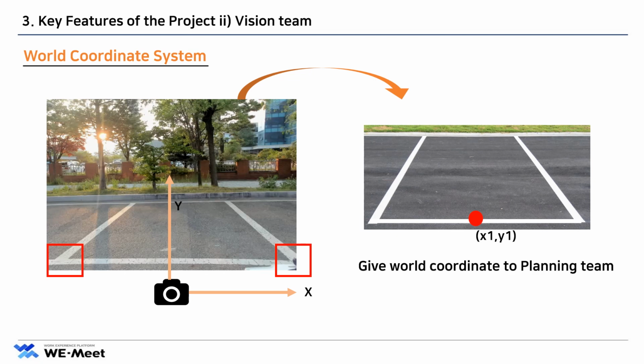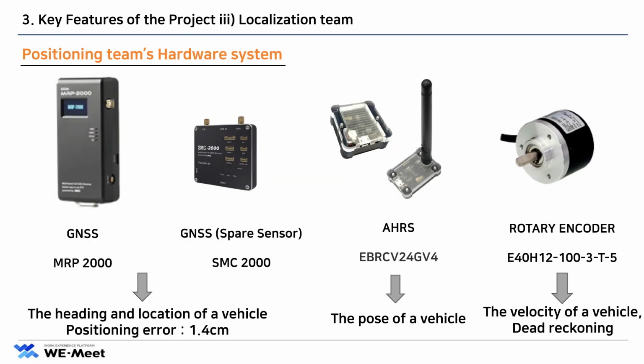A corner point is obtained by creating an imaginary XY axis with the camera position as the origin. It is the midpoint of these 2 points that is sent to the planning team. The localization team is responsible for determining the position and heading of our vehicle.